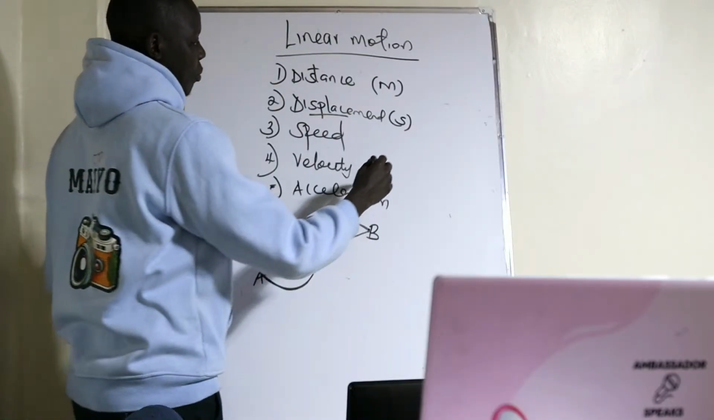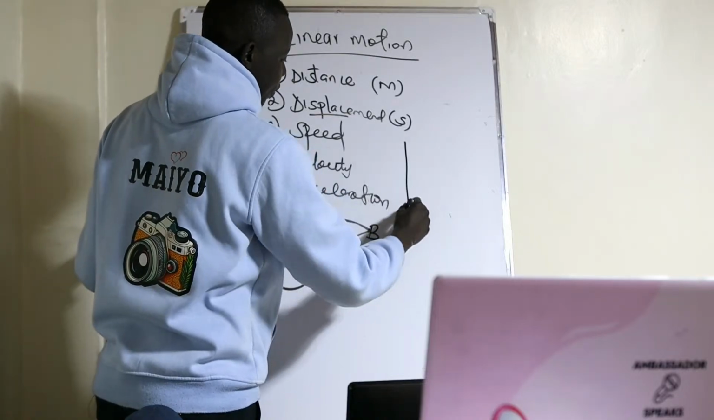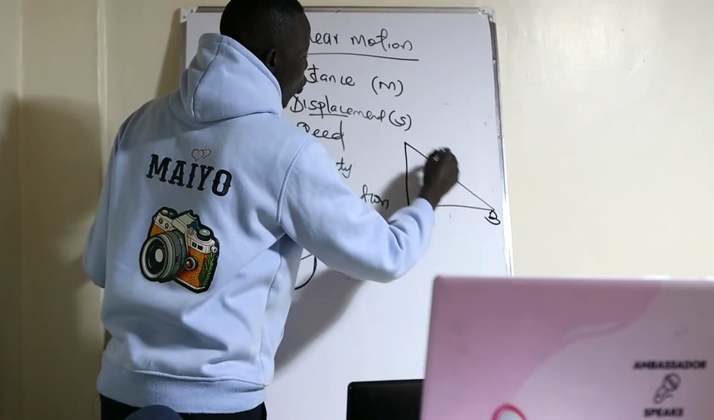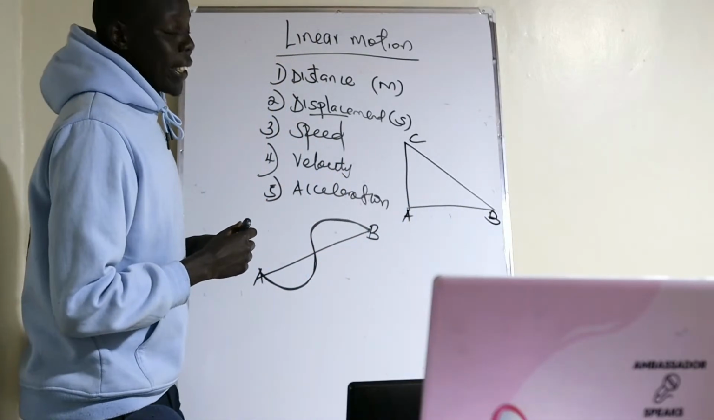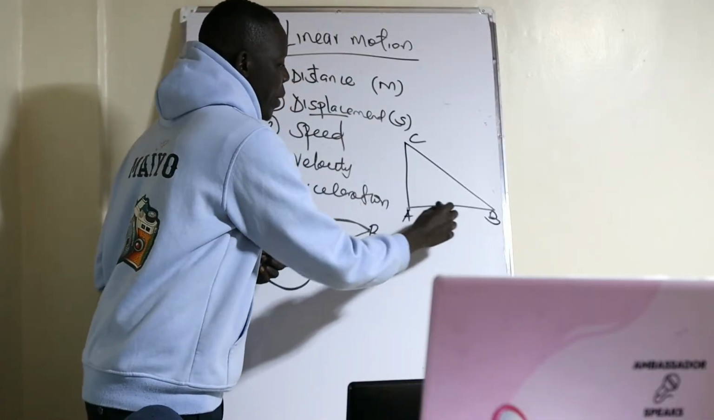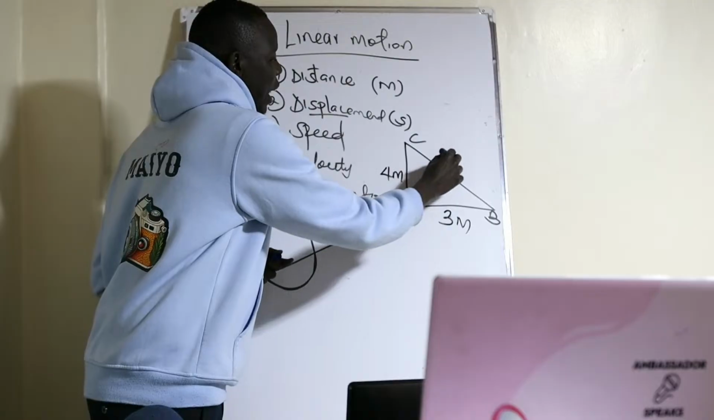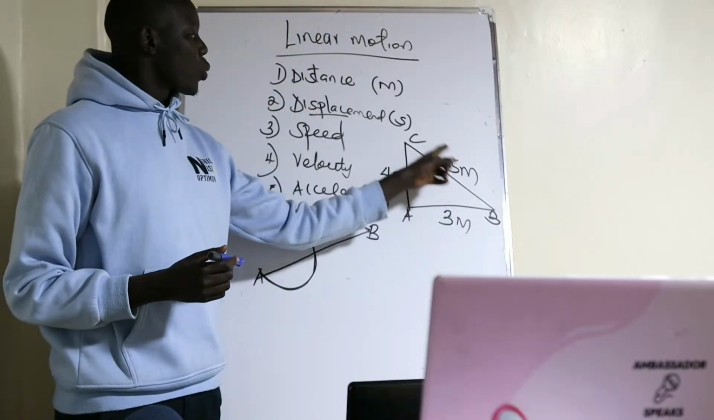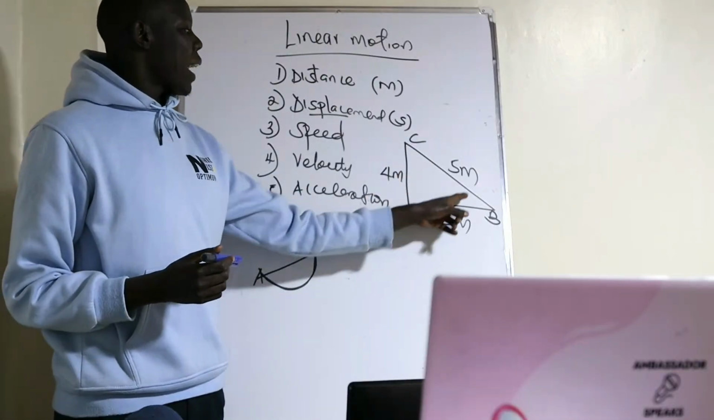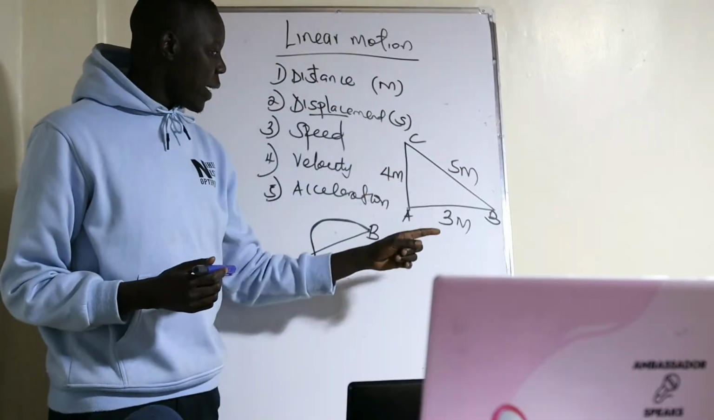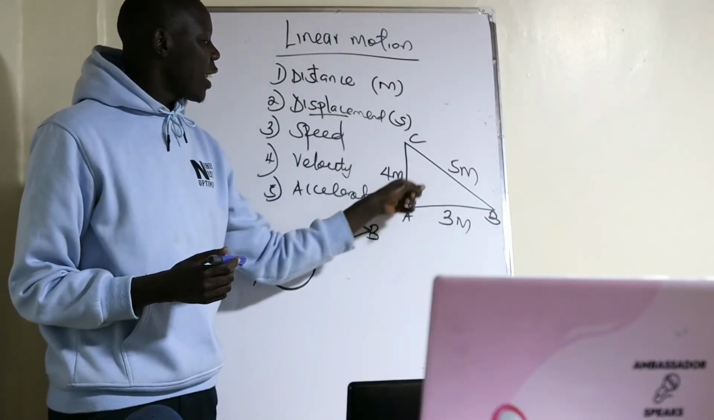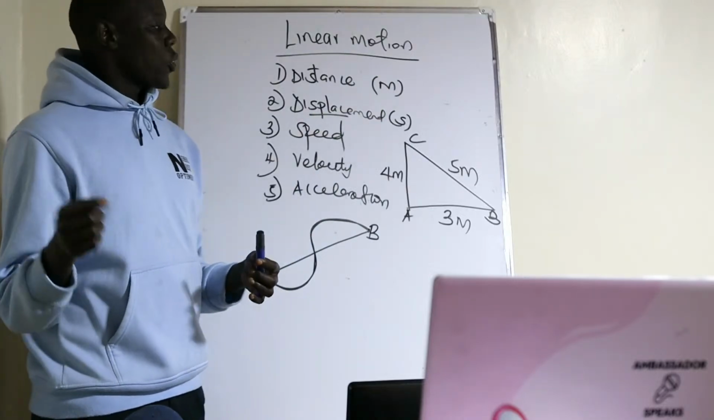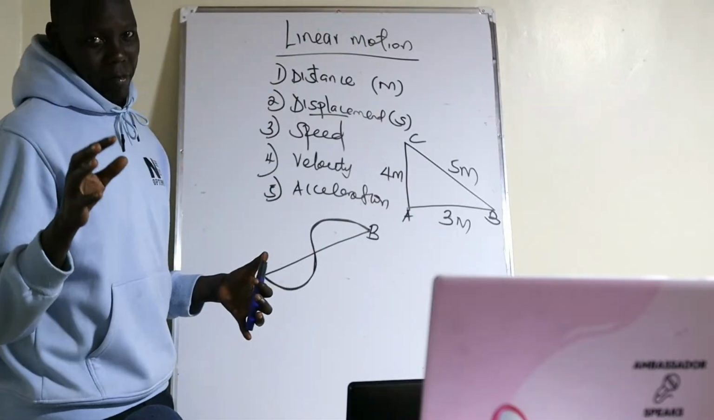Look at this. We have A, we have B, then we have C. By Pythagoras theorem, if here is 3 meters, up at 4 meters, automatically up at 5 meters. If you move from A to B, then to C, the distance covered is 3 plus 5, 8 meters. But the displacement, after we move from A, B, and C, is going to be 4 meters. Distance covered in a specific direction is called displacement.